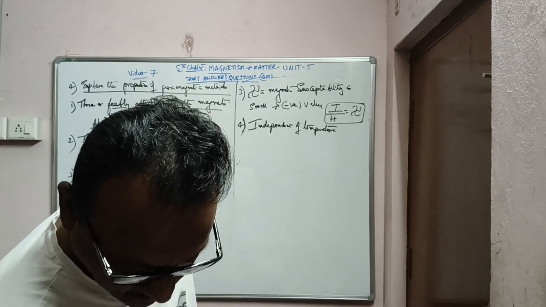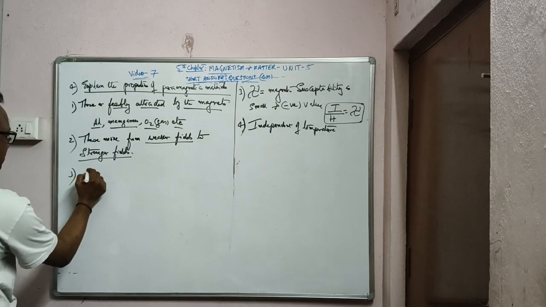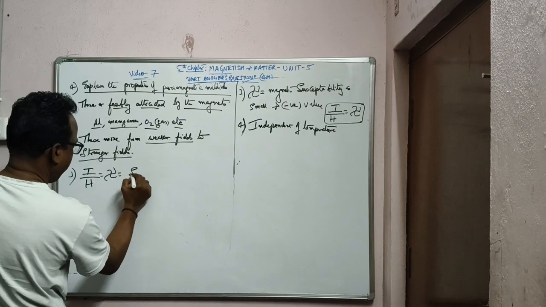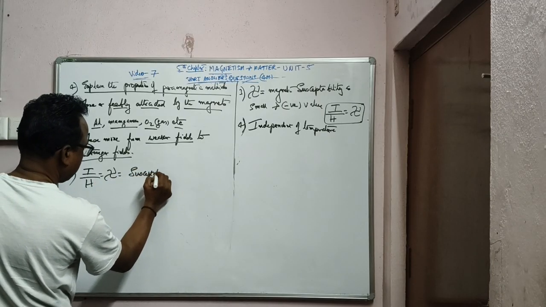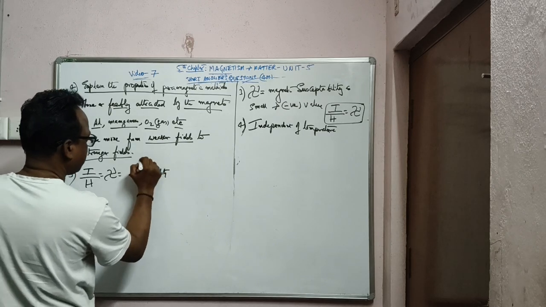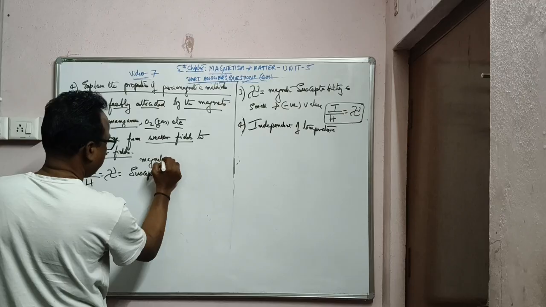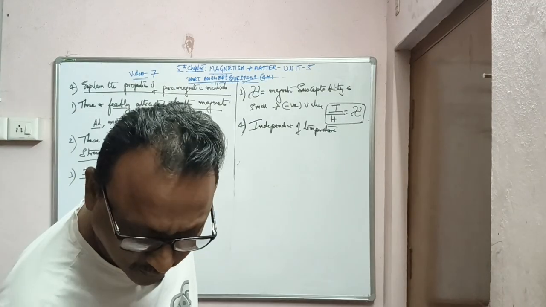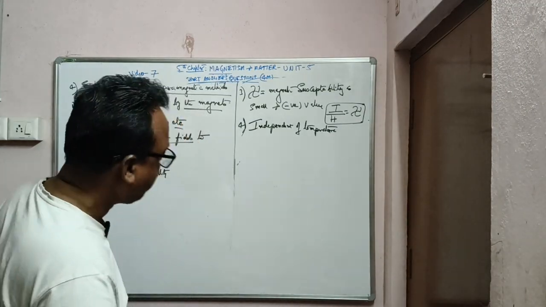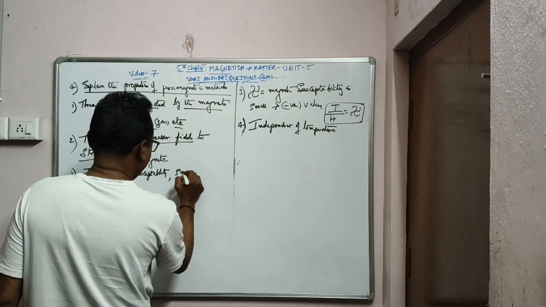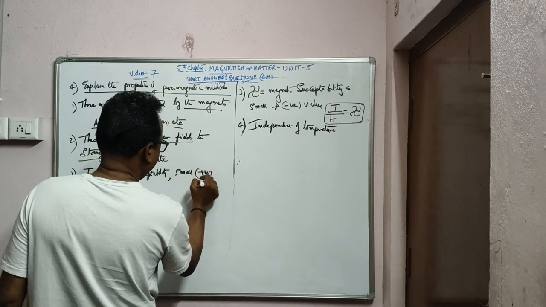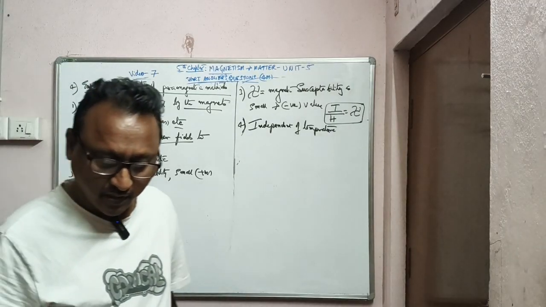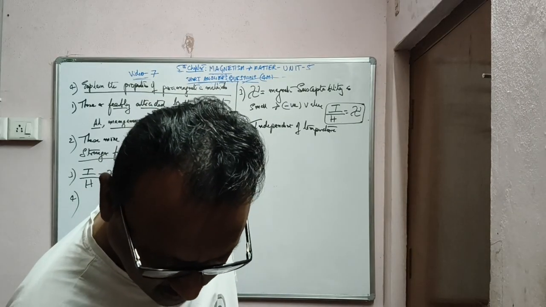Next one, third point, zeta, that is I by H, which is equal to zeta, the magnetic susceptibility. In paramagnetic substances this value is small and positive, please. Whereas in diamagnetic substances it is small and negative. Please write down, very important properties.